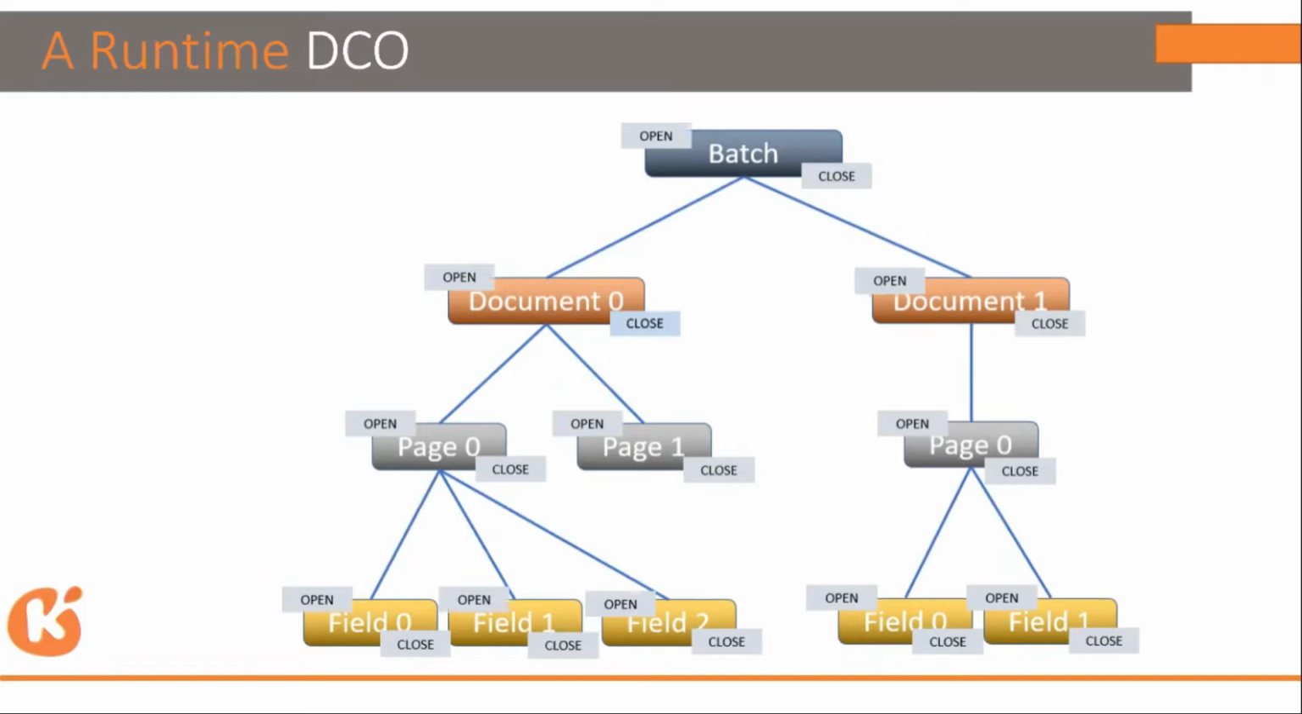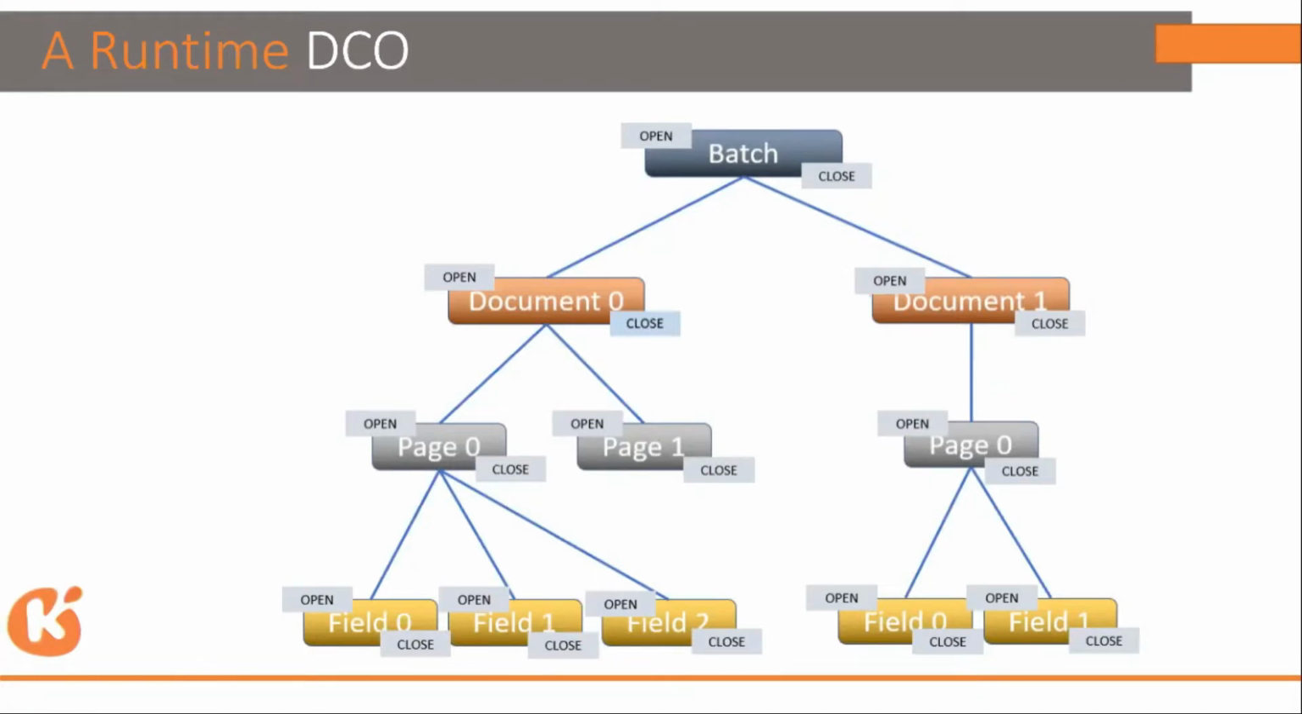Similarly for page, page 0 and page 1 both have open and close. How does this hierarchy work? You need to understand it properly: what action we have to apply at field level, what action at page level, and what at batch level, because not everything is supported in every hierarchy. Most of the actions we use in DataCap are supported at different levels of the hierarchy.